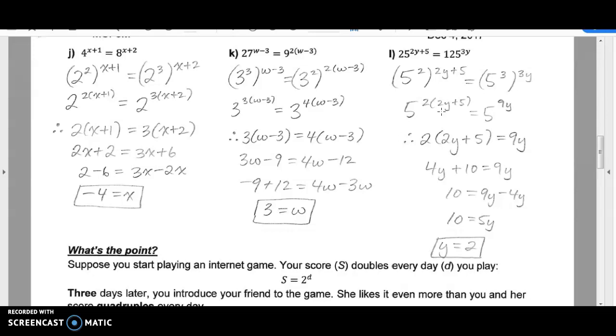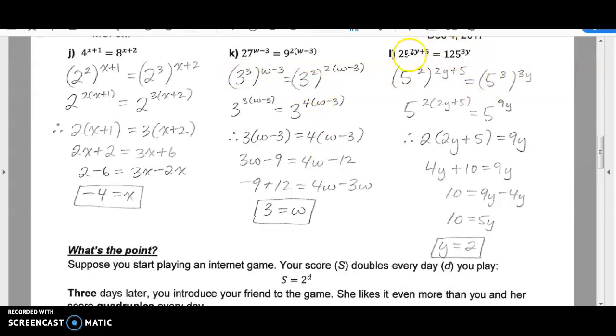You can try them on the blank copy of the lesson, but here we have to express both of these. We have to change both of them. So 27 and 9, again, you'd have to be able to recognize that 9 can be expressed with a base of 3, and 27 can be expressed with a base of 3. Once you do that, then you can go ahead and solve it just like we did part J.